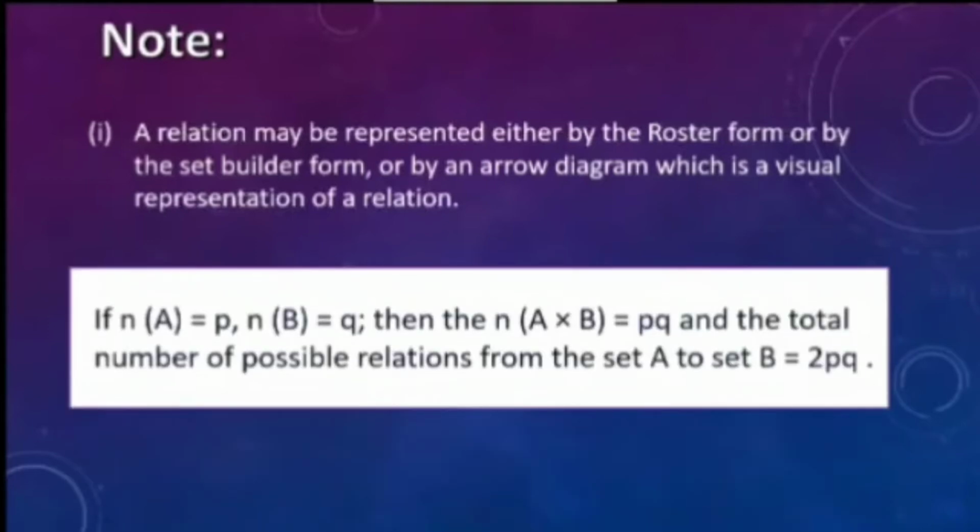If the number of elements in set A is P and the number of elements in set B is Q, then the number of elements in A cross B is P into Q, and the total number of possible relations from set A into set B is 2^(PQ).